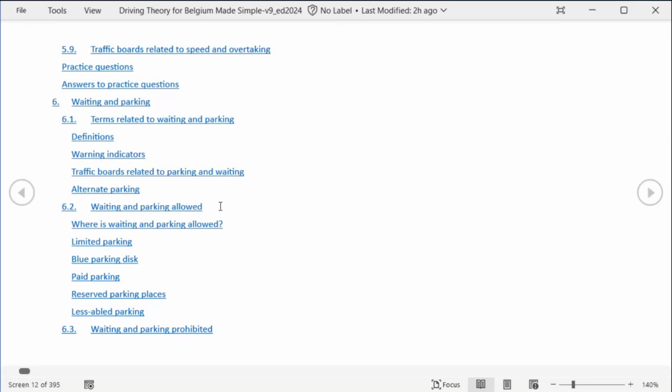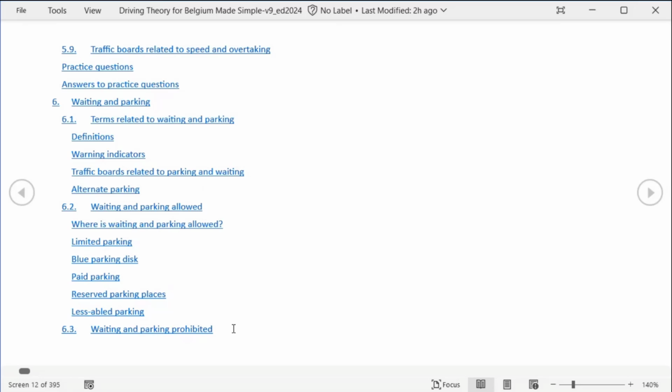Then we move on to see where waiting and parking is allowed. What is limited parking? What is blue disc parking? Those parking zones: is it a zone that allows you to use a blue disc for parking or not? Is it paid parking? Is it a reserved parking place? Is it parking that is reserved for less able people? These differences we will understand in this topic, and we will also understand how to identify these different places of parking.